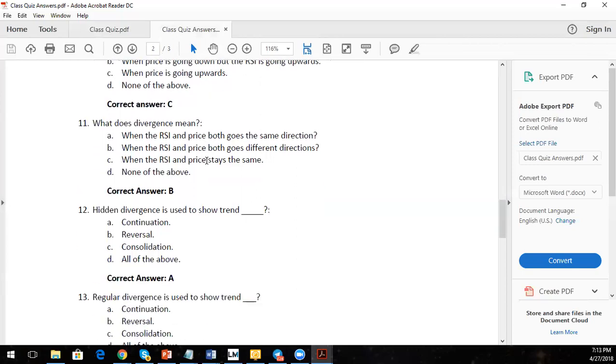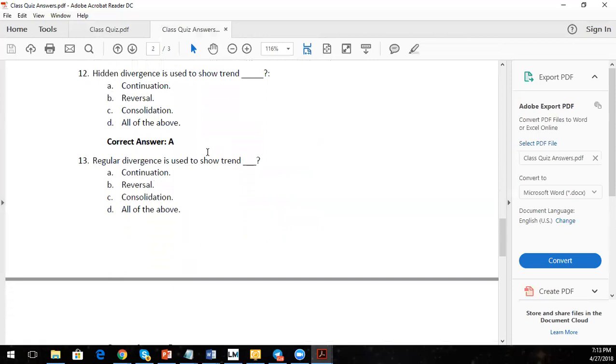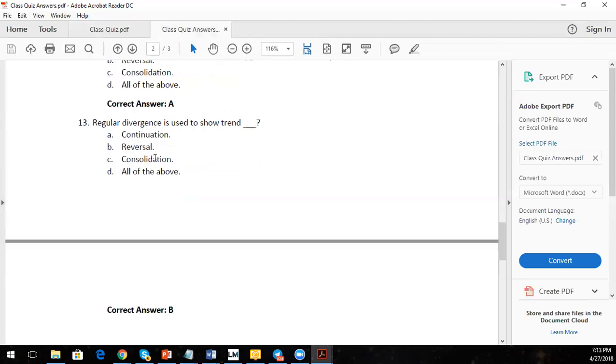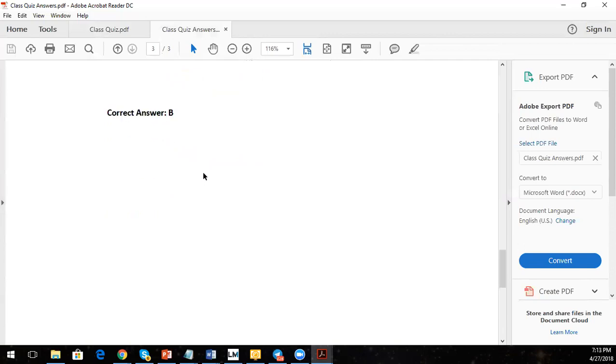What does divergence mean? The right answer is B. When the RSI and the price go in different directions, that's when you have divergence. Now, whether you have hidden or regular divergence is a whole different story. Hidden divergence is used to show trend continuation. Regular divergence is used to show trend reversal.